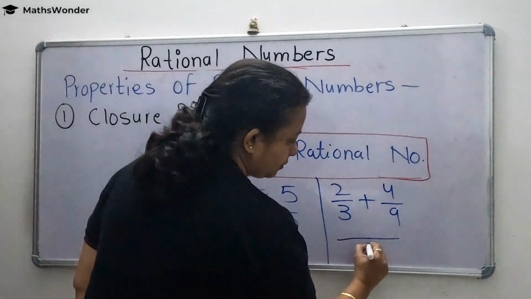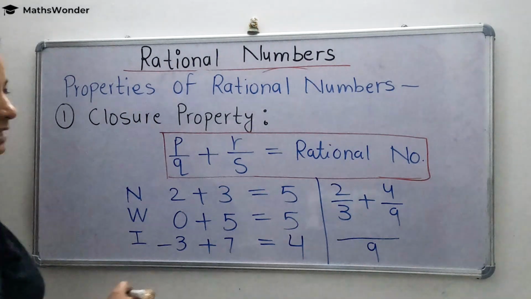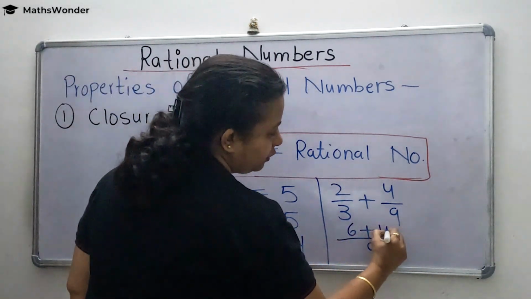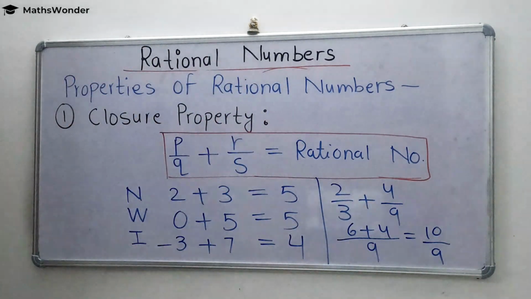To find a common denominator. Yes. So 6 plus 4, you will get 10 over 9. Yes, 10 over 9 is again a rational number, right? So yes, this property is absolutely correct.